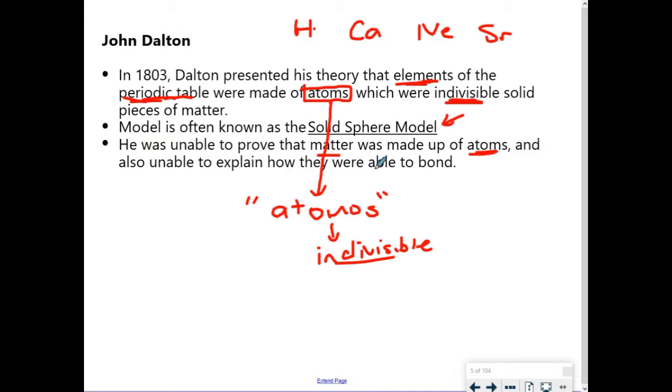He was unable to explain how they were able to bond. Does anybody know why he was struggling to explain how they were able to bond? What do we believe bonds in chemistry are made of? Electrons. Well, and not just electrons staying in one spot, but electron cloud fields that are orbiting and or overlapping in something we call orbitals. We're going to talk about that more if you're not familiar with it, but at the time he couldn't explain how they bonded because he had no clue that subatomic particles even existed. So it wasn't a bad theory.